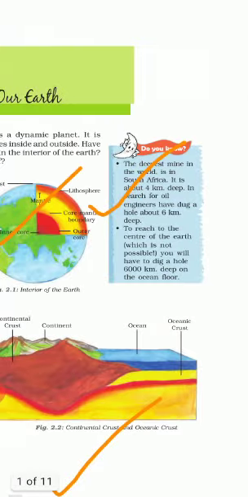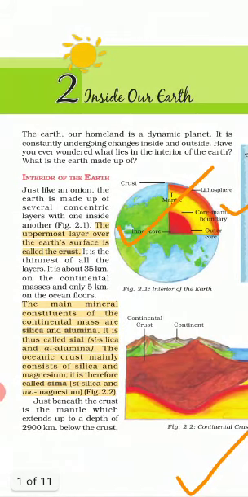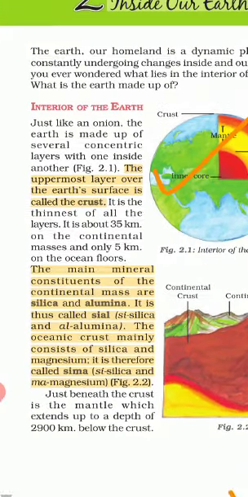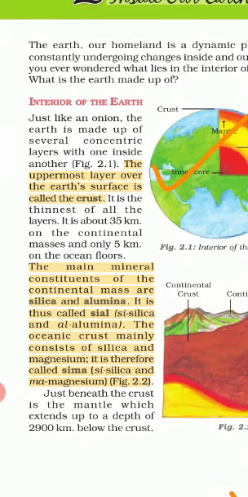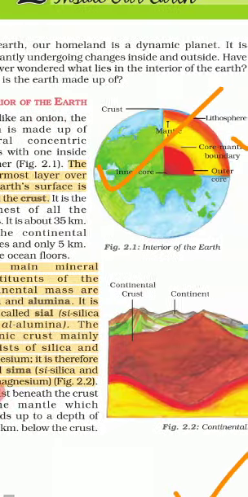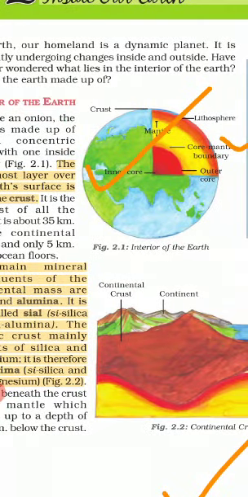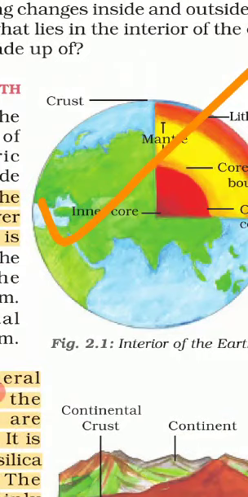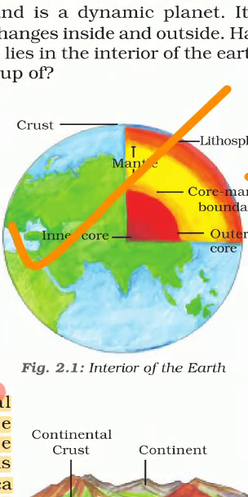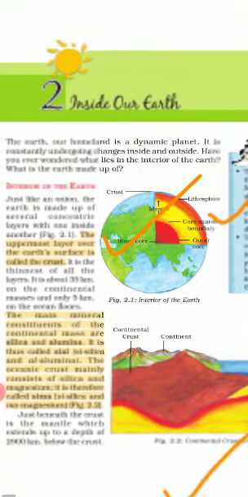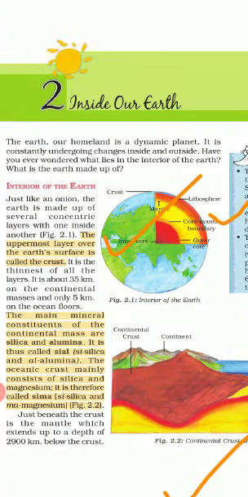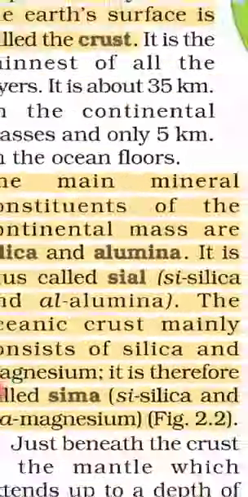Now you can see here these underlined, highlighted lines. This is all about your crust. It says that the crust is the outermost layer of the earth's surface. It is the thinnest of all the layers. It is about 35 km on the continental masses and only 5 km on the ocean floors. Whatever you see on the surface of the earth, like soil, mountains, they are all part of the crust.